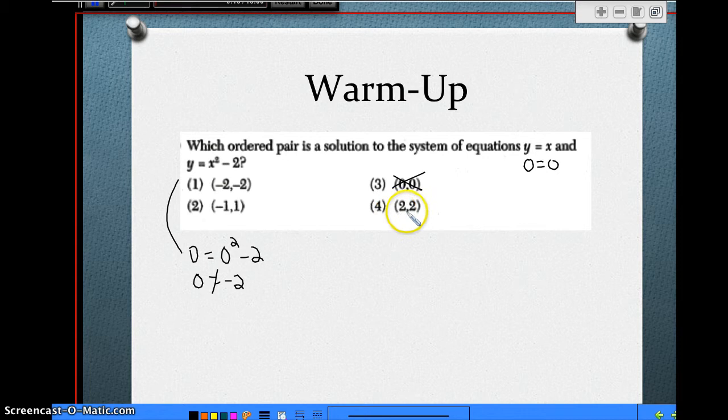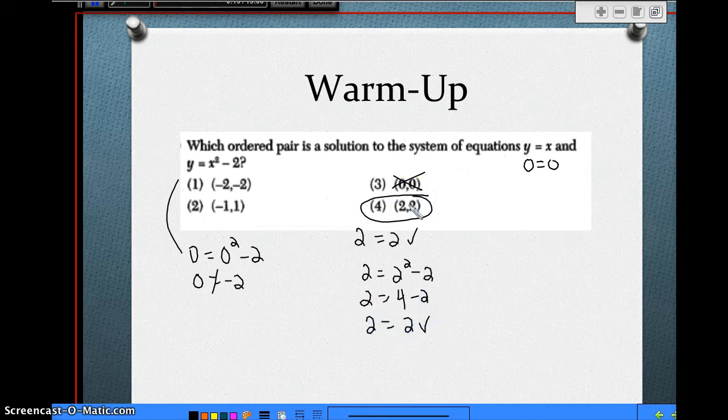I'm going to go ahead and try the 2, 2. This is not the only way of doing it, guys. We could actually do substitution or elimination. I'm not sure which way you did it. So let's put 2, 2 into the first equation, which would be 2 equals 2, which is true. And now let's put it into the second equation, which would be 2 is equal to 2 squared minus 2. That gives me 4 minus 2, and 2 equals 2, which checks. So that would actually be the right answer.